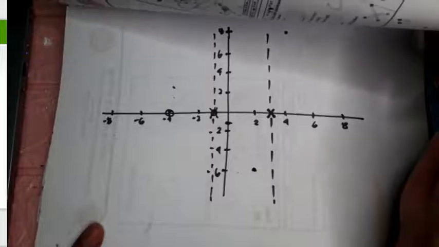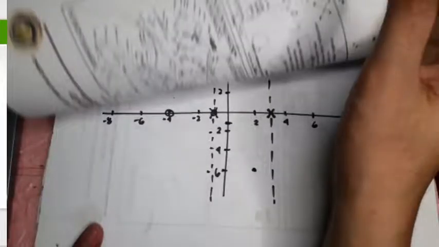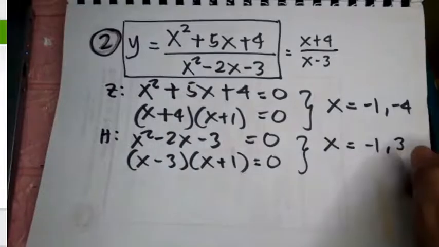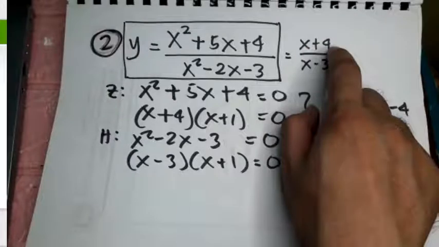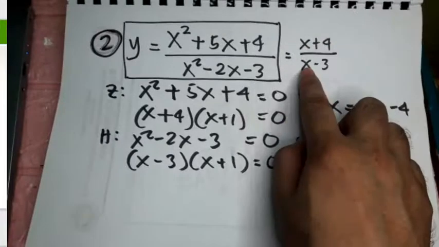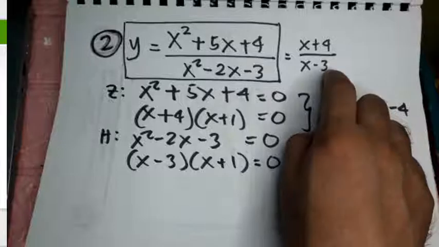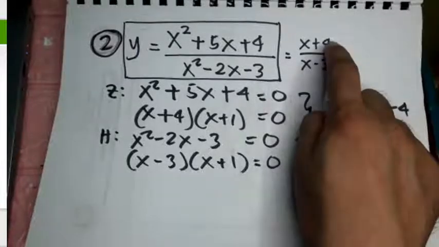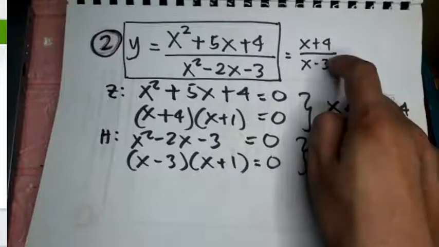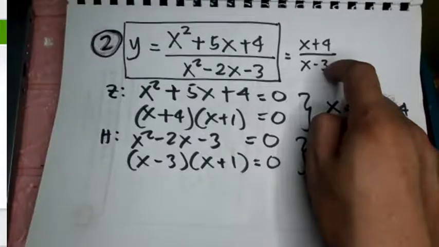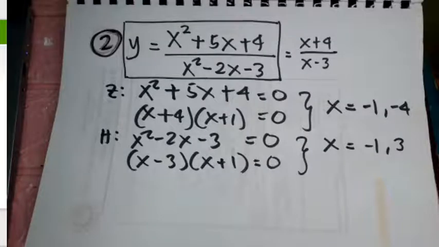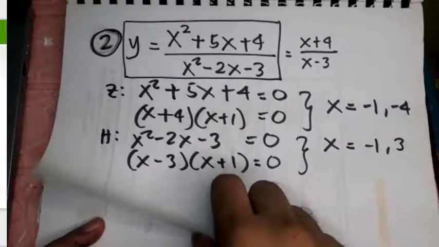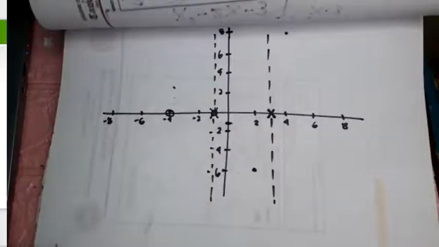How about x is positive 1? So 5 over negative 2. 5 divided by negative 2 is negative 2.5, no? So negative 2.5 is somewhat here, no? So this is the shape. Okay. We need more. We need more.